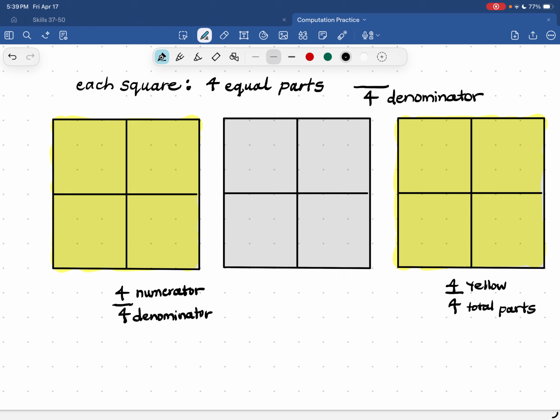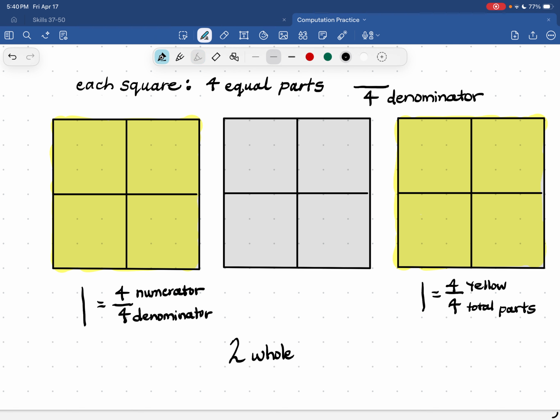Okay. So we could say that we have colored 8/4, or 8 parts, or we could say that we have colored 2 whole squares, because here's one whole and there's another whole. So we have 2 whole squares that we have shaded yellow.